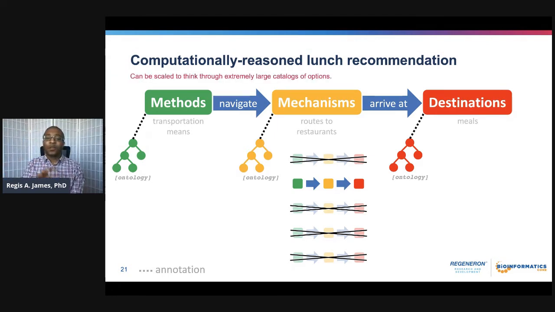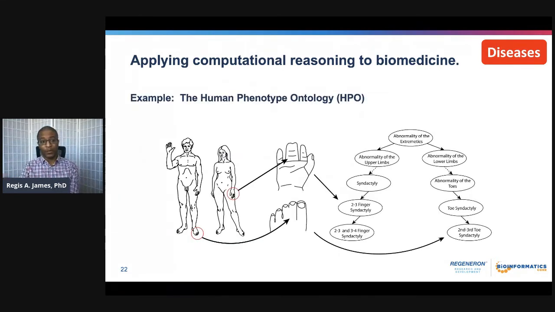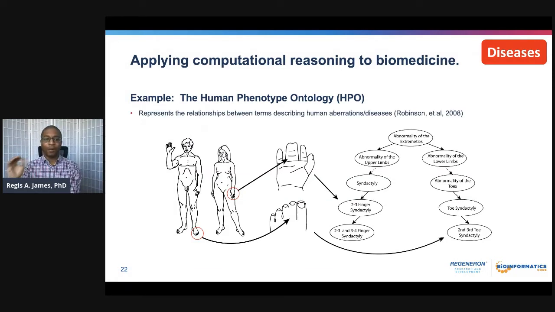And then this could also be scaled. So in the event that you have way more than just 5 or 6 restaurants, if you have 100 or 1,000, you can still use computational reasoning to address larger sets, just like you can smaller sets. So you can also apply this computational reasoning to biomedicine as well, in terms of diseases, for example. So the human phenotype ontology is an ontology that exists, and it represents the relationships between terms describing human aberrations and diseases. And it was published initially by Peter Robinson and Melissa Handel back in 2008.